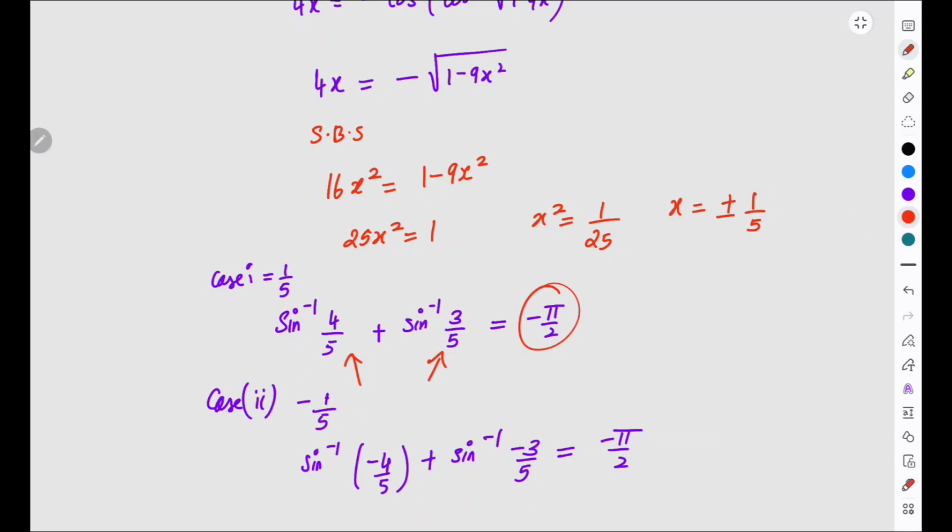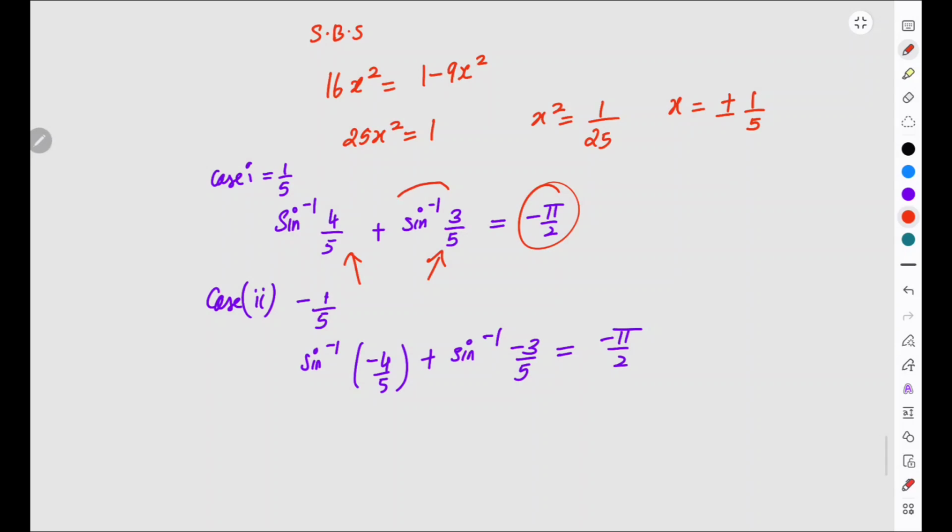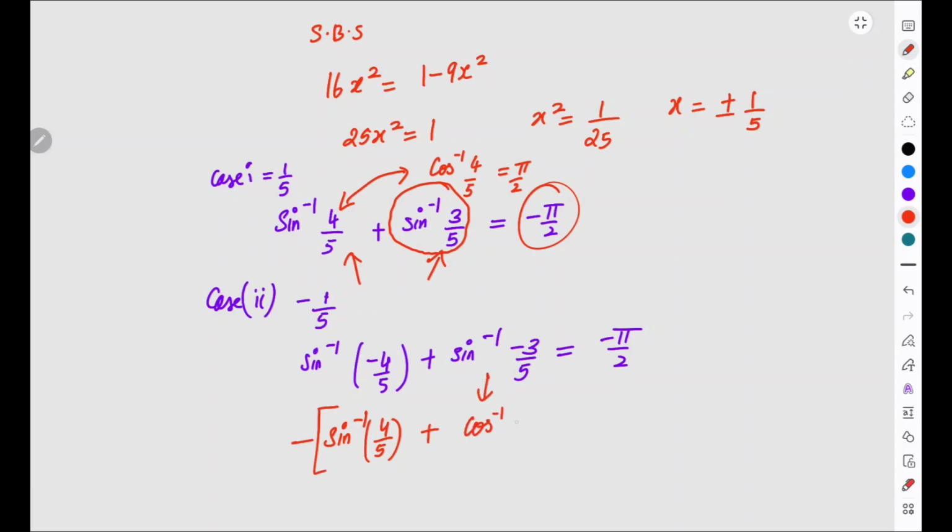That's a simple reason. And if you convert this one as cos inverse 4 by 5, that is equal to pi by 2. If you add these two things, it is equal to pi by 2. Whereas here what you can do, you can take minus out, sine inverse 4 by 5, and this one can be replaced as cos inverse 4 by 5, and put together you can write minus of pi by 2. So this one is pi by 2, and put together it is minus pi by 2.